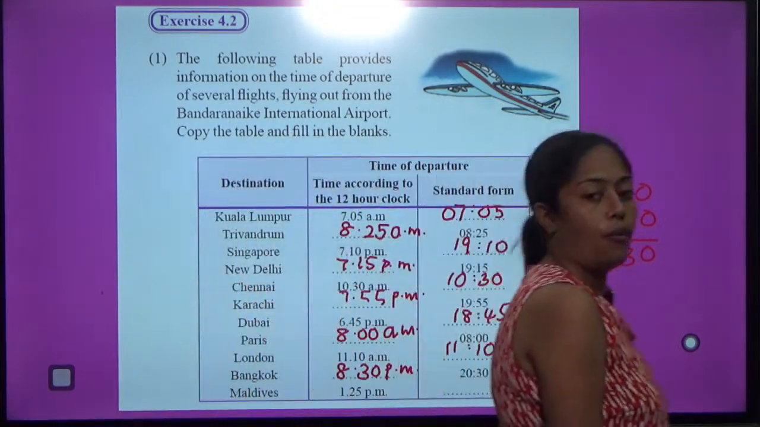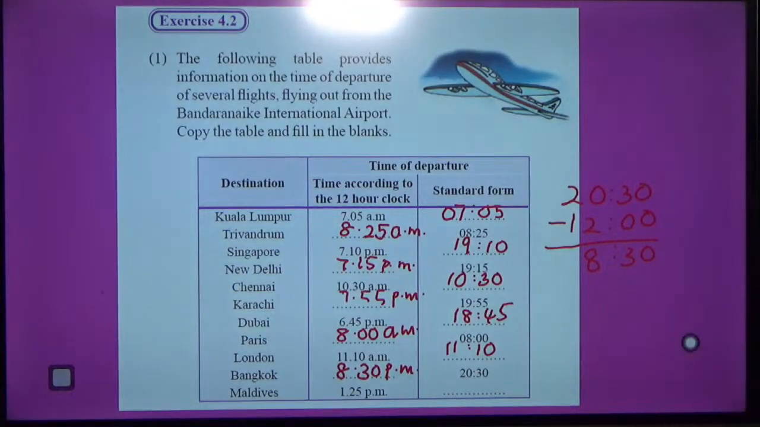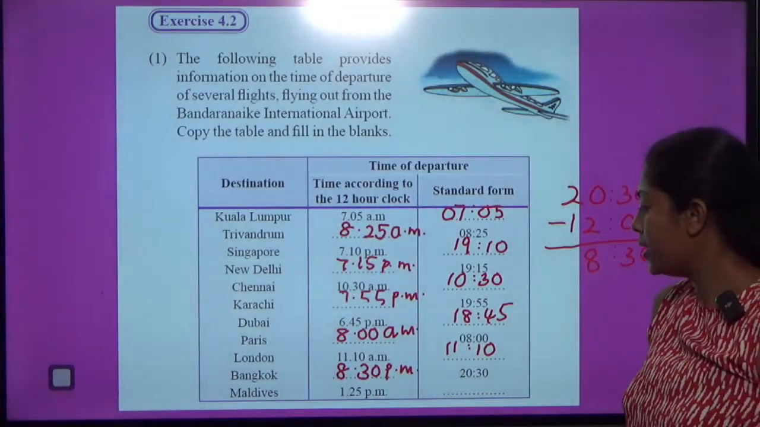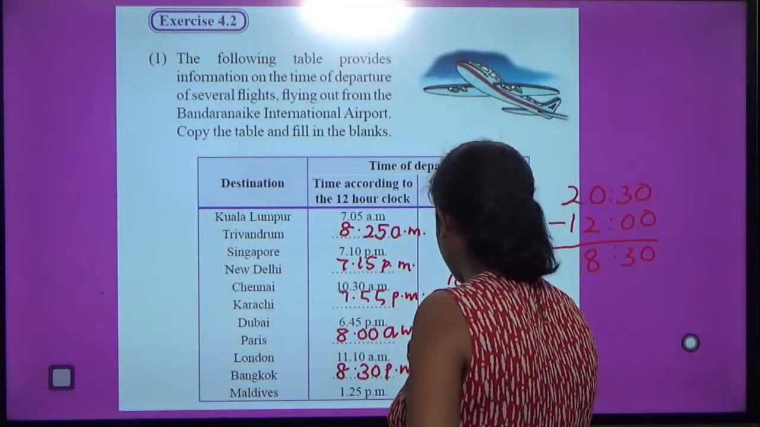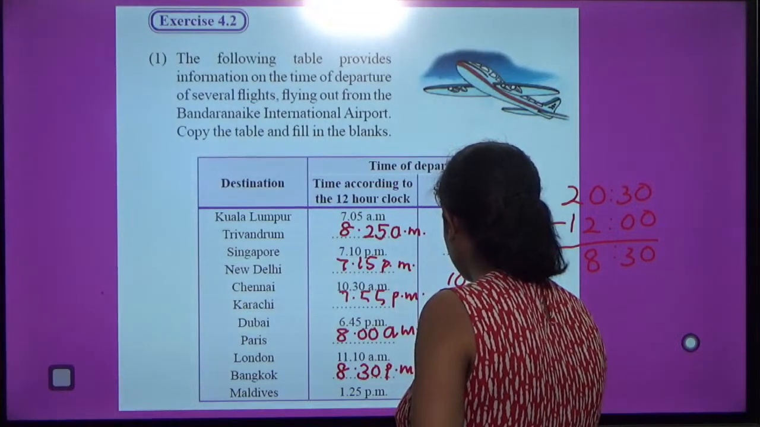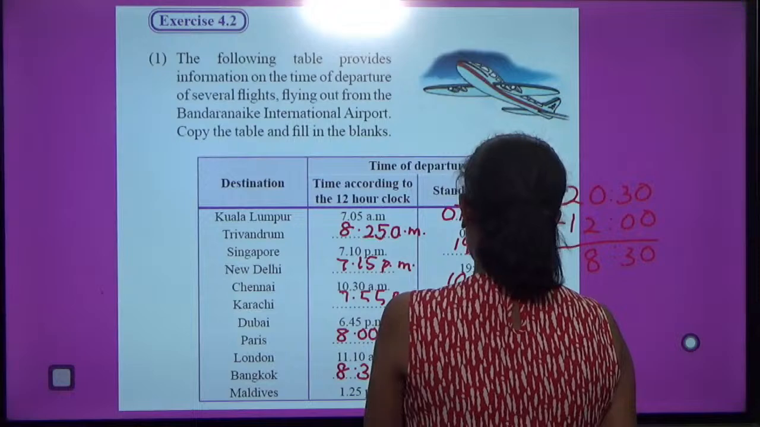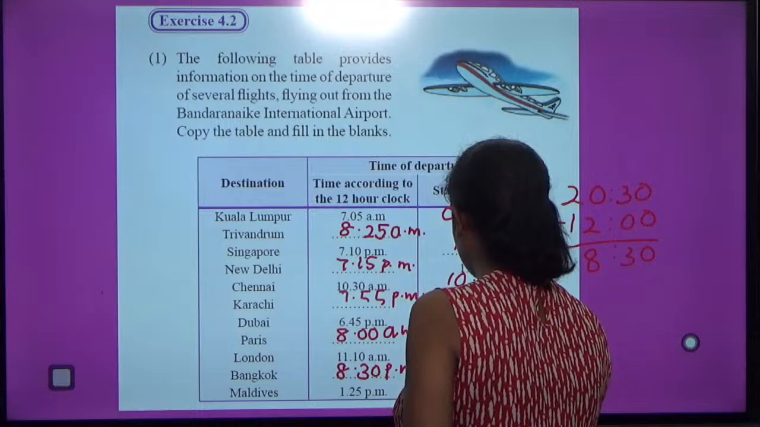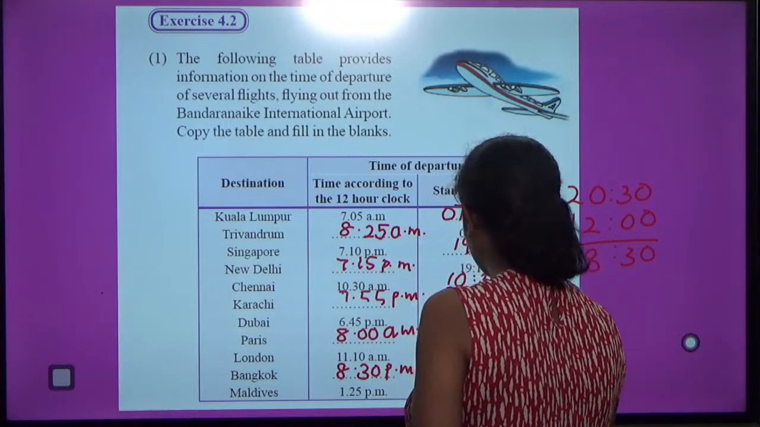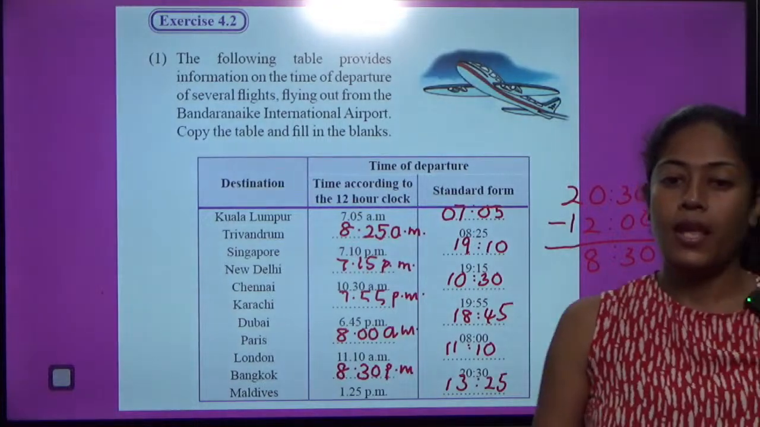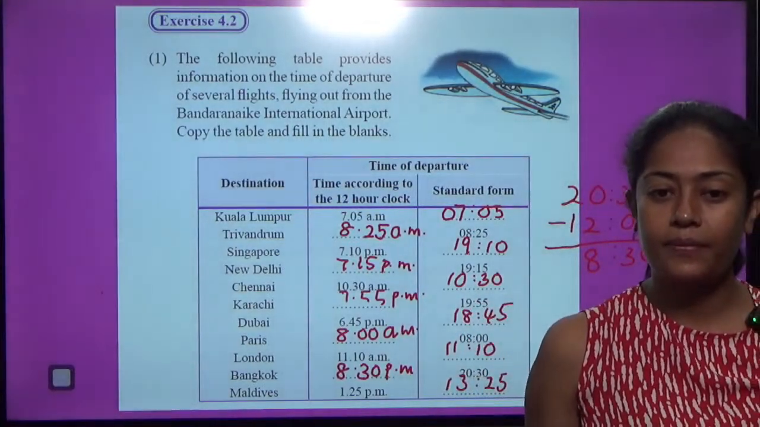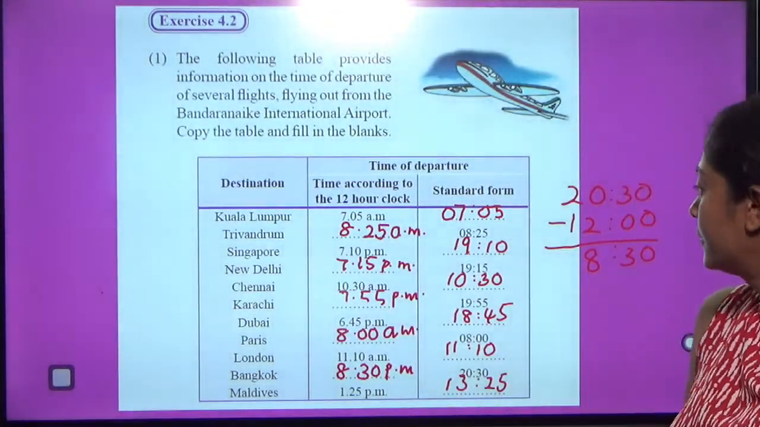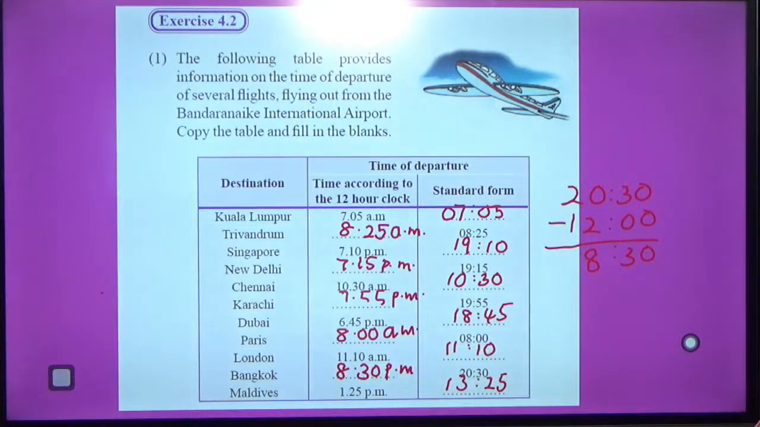Right, next one 1:25 PM. Then you have to add 12 to this value. 12 plus 1, 13. Then 13:25. Right? Have you got all correct? Right. Then we will move to next part.